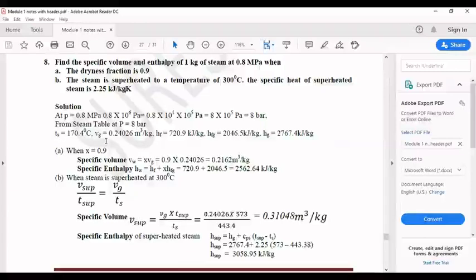Okay, moving on to this. Now they have given 0.8 megapascal as the pressure. So at pressure 0.8 megapascal, but in the steam table it is mentioned in bar. So you should convert this megapascal into bar.